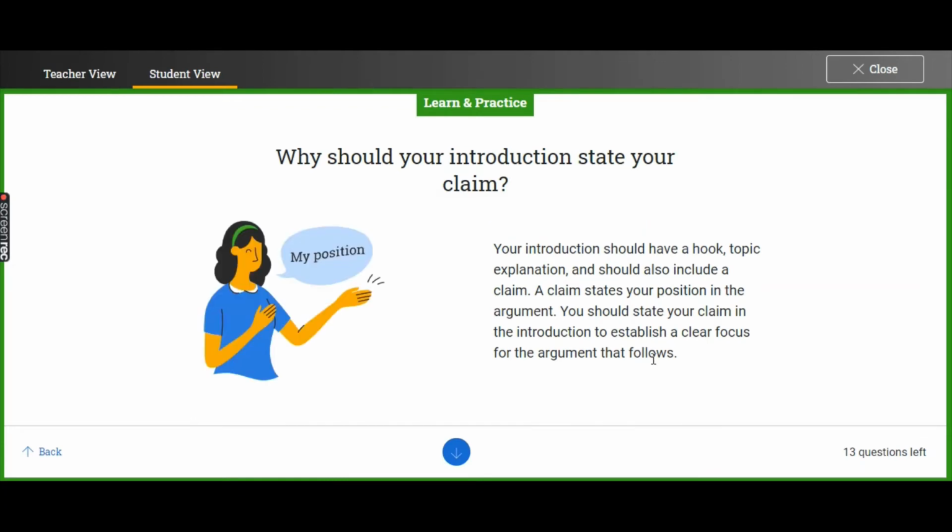Why should your introduction state your claim? Your introduction should have a hook, topic explanation, and also include the claim. A claim states your position in the argument. You should state your claim in the introduction to establish a clear focus for the argument that follows.